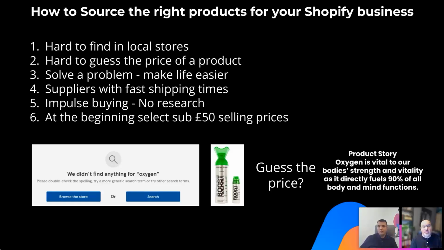And in terms of pricing, when you're starting up drop shipping, my thoughts on this are to start with products that are less than £50 retail. That is all to do with just getting a number of orders through. So they're my initial 6 points, if you like, in terms of what products might be right for your business.